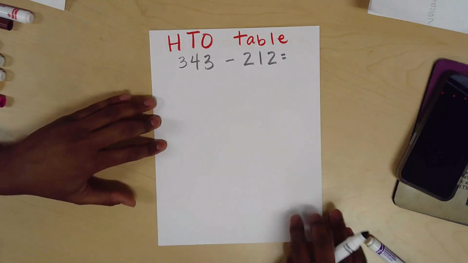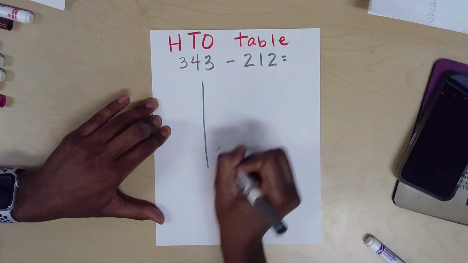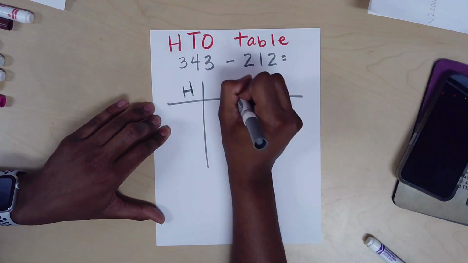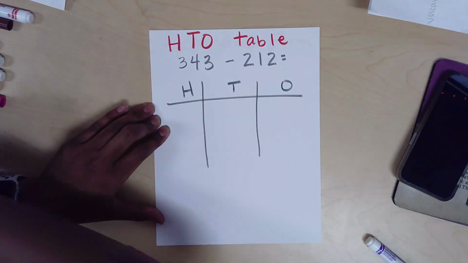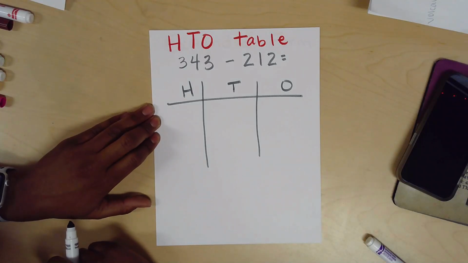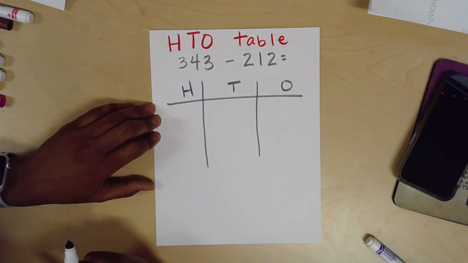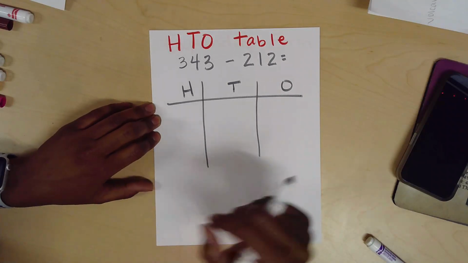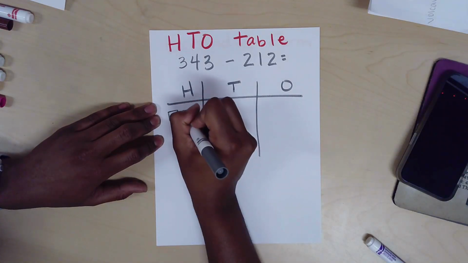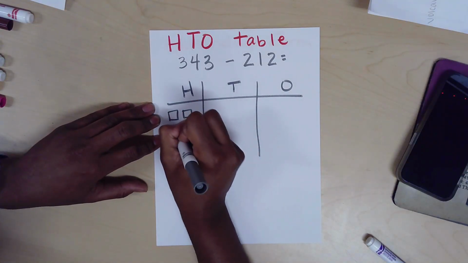All right, so start off by making our HTO table. And you'll also see I added some anchor charts to the folders. And so those will give you those steps on how to make an HTO table and how to use them efficiently with your kiddo. So starting out, we're going to put our larger number on the chart.